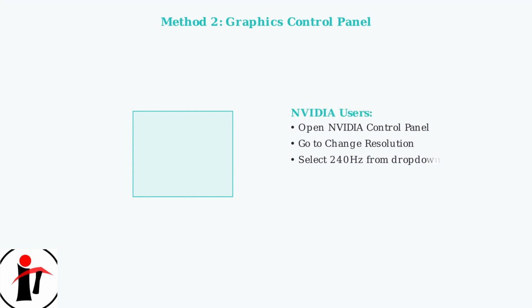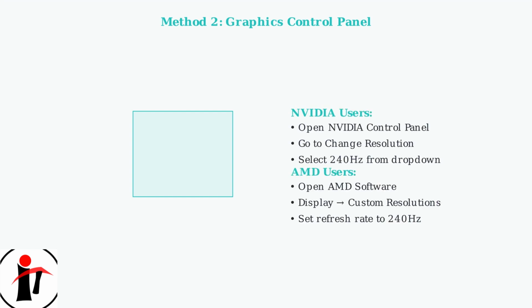The second method uses your graphics card control panel. NVIDIA users should open NVIDIA Control Panel and navigate to Change Resolution to select 240 Hz. AMD users can access AMD software, go to Display Settings, then Custom Resolutions to set 240 Hz.